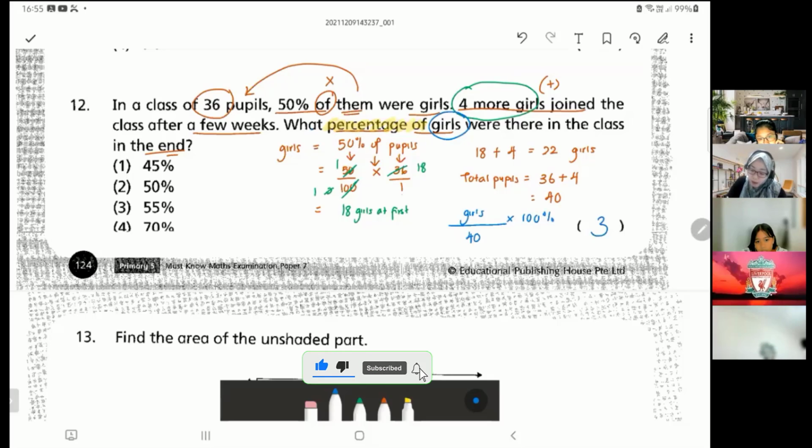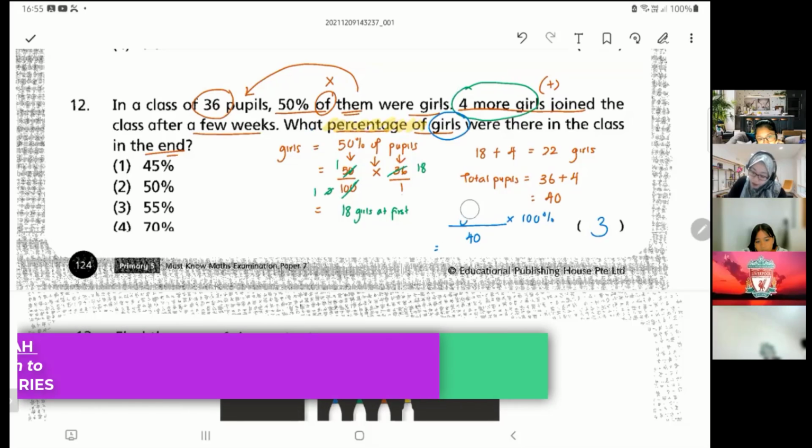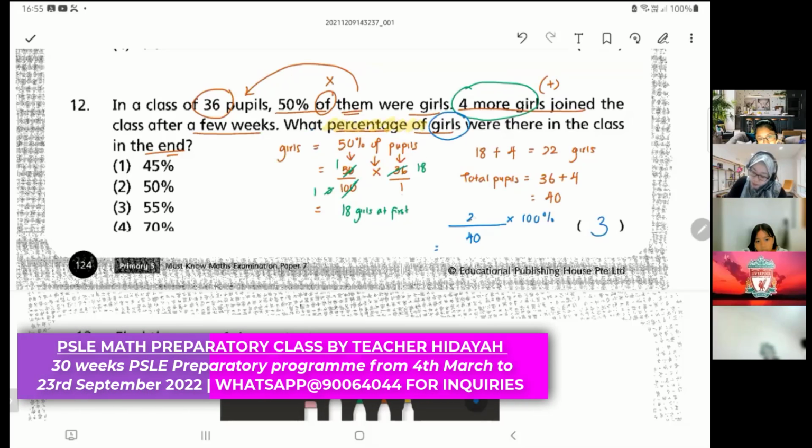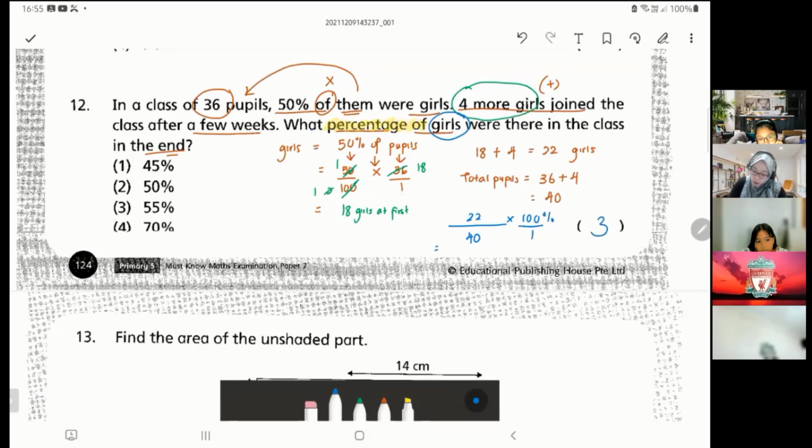Okay, so I know the girls, right? From there, it is 22. So this is over 1, like that. Okay, so 22 over 40, what you can do is you can simplify. Always try to simplify. And how do we simplify fractions? When you multiply fractions, in this case it's still fractions, right? Crosswise first. Okay, look crosswise.